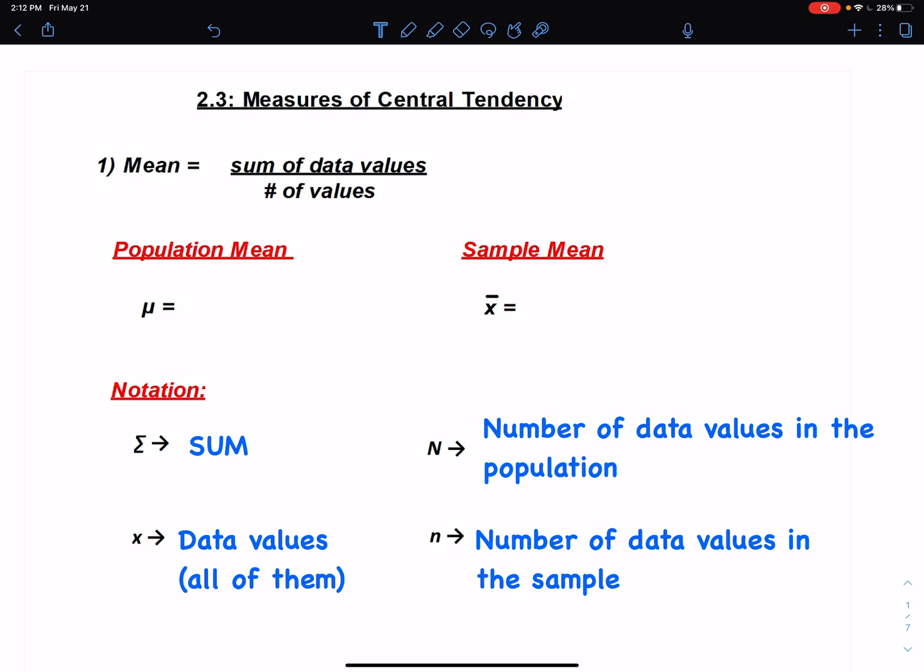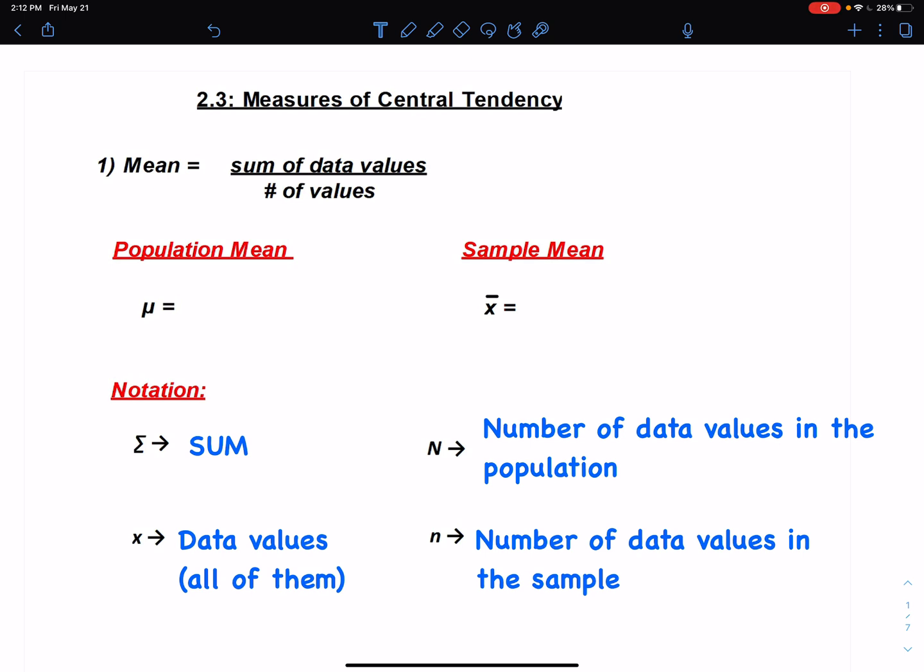Okay, so in section 2.3, we're going to start to look at calculating numerical values that we can use to describe what's happening in a data set. And in this section, we're going to start by looking for the center of the data set. And we're going to talk about 3 different measures of center that we can use.